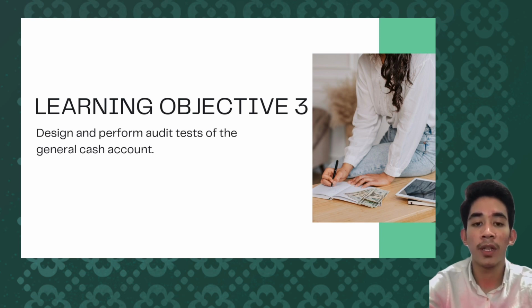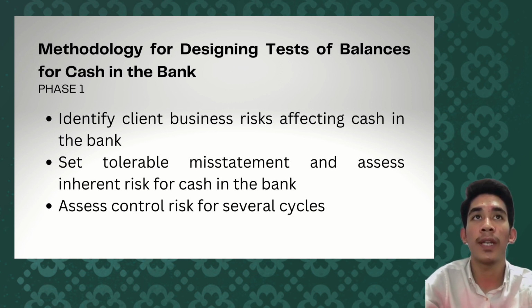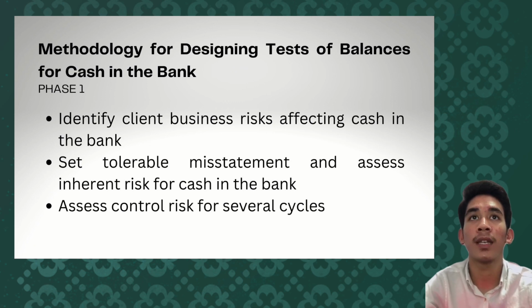I will continue my part, which is objective 3. Objective 3 is to design and perform audit tests of the general cash account. There are 3 phases in designing tests of balance for cash in bank. Phase 1 is to identify client business risk affecting cash in the bank, set tolerable misstatement and assess inherent risk for cash in the bank, and assess control risk.